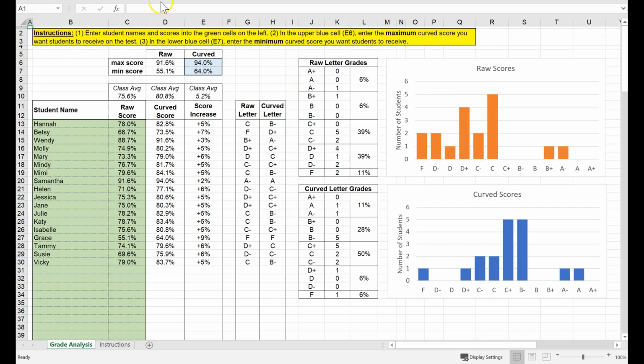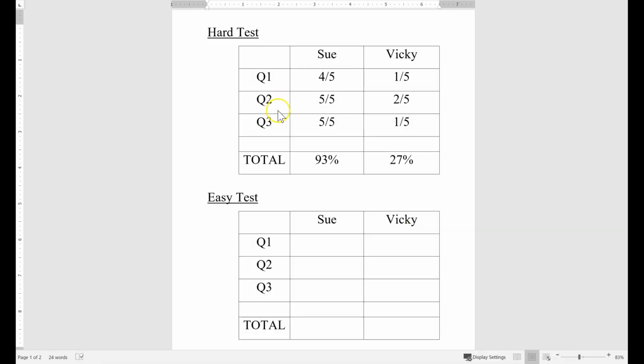Now, it might seem unfair. I mean, students might say, Wendy only went up 3 percentage points, whereas Grace, her score increased 9 percentage points. How could that be fair, students may ask. There is a reason for using this type of a system. Imagine your test was really, really hard, right? If that's the case, this type of a curve could make sense. Let me show you why.